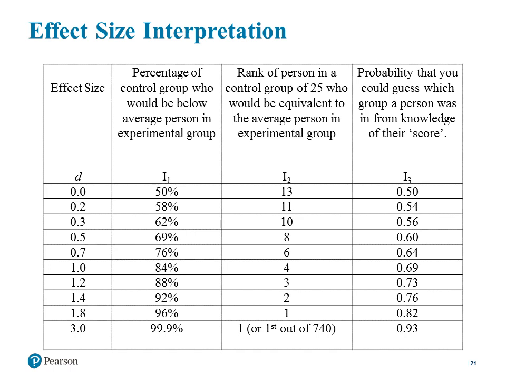As we can see in this effect size interpretation table, it shows the percentage of a control group who would be below average in an experimental group. So if in an experimental group we have an effect size of 1.0, that would indicate that 84% of the control group would score below the average student in that treatment group.